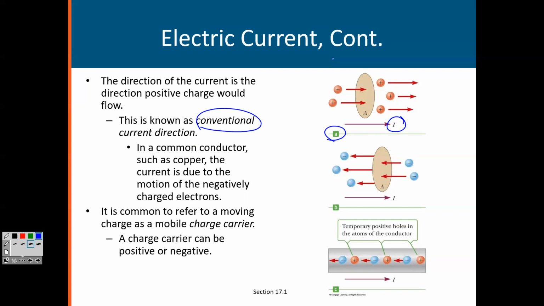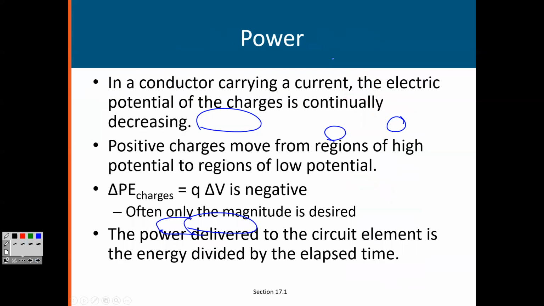It is common practice to refer to the moving charges as the mobile charge carrier. The charge carrier can be negative or positive. Commonly in a copper wire, it is the electrons, the negative charges, that are the charge carriers. But in an ionic solution, we can have both positive charges flowing as well as negative charges flowing.